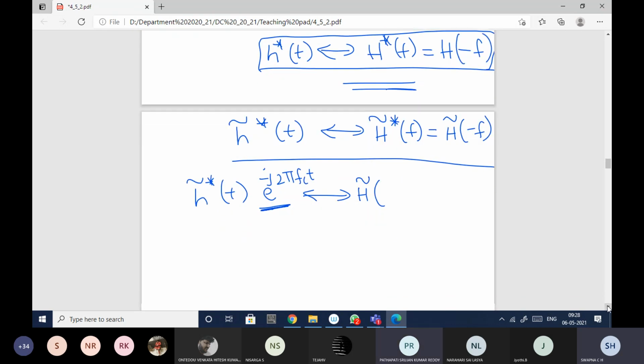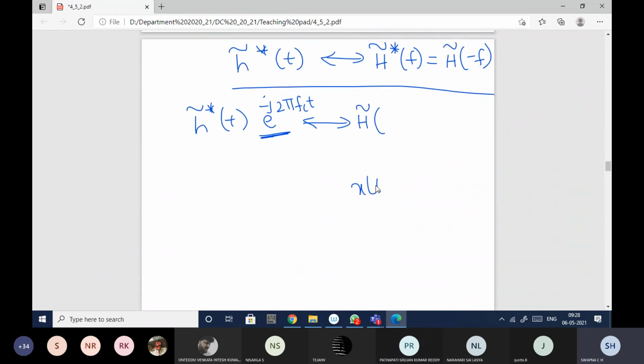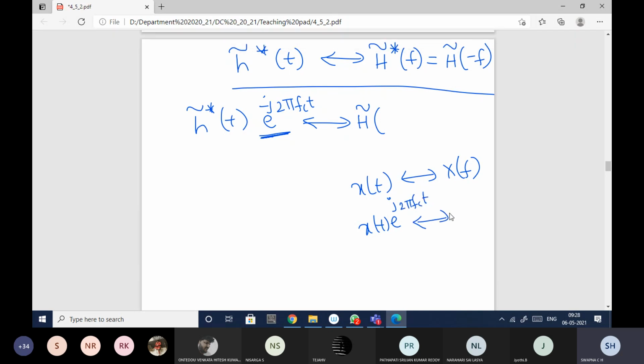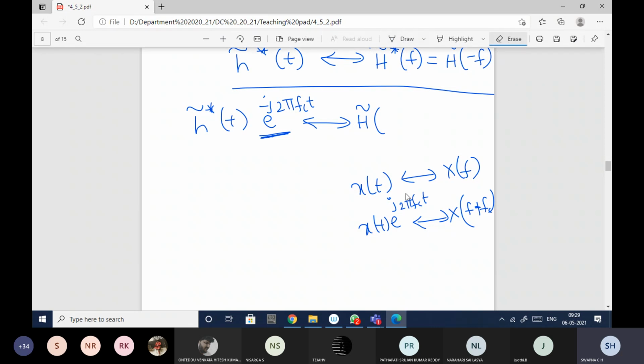You know the frequency shifting property. If x of t is the signal and its transform is X of f, then x of t e power plus j 2 pi fct, in the frequency domain, will be X of f minus fc. In the frequency domain, it will shift. So here I have plus, so there I'll have minus. If I have minus here, then I'll get plus. This is the frequency shifting property, which I've already shown you.